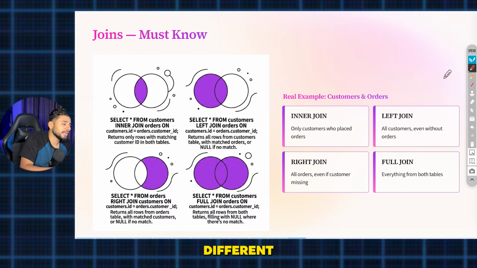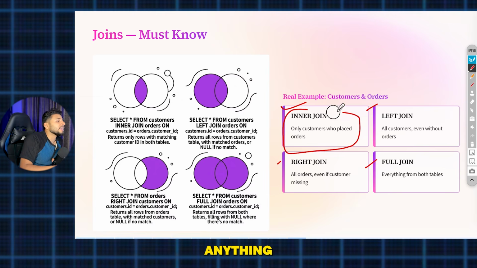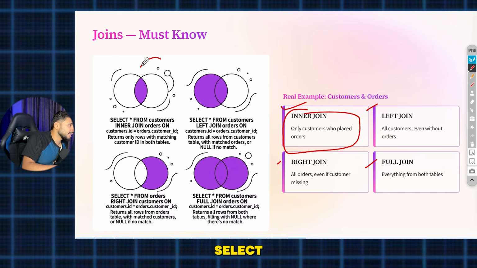Okay, so the next thing is joins. Joins are of different types, majorly inner join, left join, right join, and full outer join. Whenever we are talking about selecting the common things.